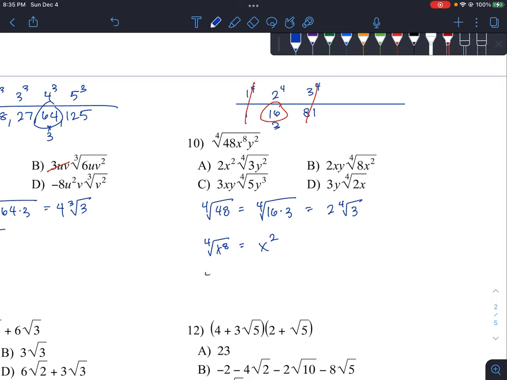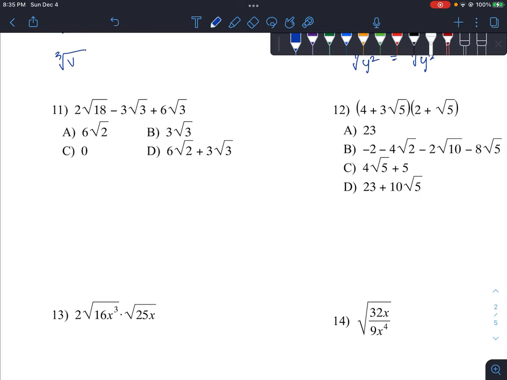And then I have the 4th root of y squared, which I can't take anything out of, so that's just going to be the 4th root of y squared. So anything left inside is going to be 3y squared, and on the outside, I have to have a 2, I have to have an x squared. So that's a 2x squared, so it looks like A is going to be my answer. 2x squared on the outside. On the inside, I should have 3 and a y squared.